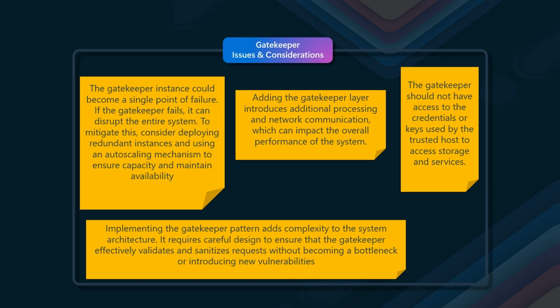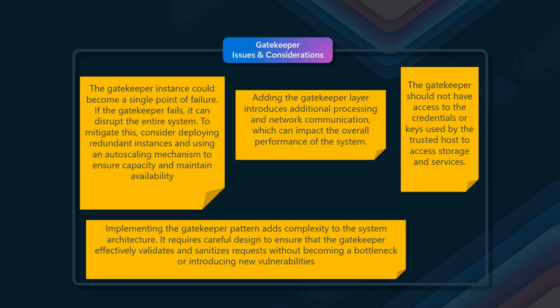The gatekeeper pattern is a design pattern used to protect applications and services by acting as an intermediary that validates and sanitizes requests before passing them to the trusted host. Here are some of the key issues and considerations when implementing this pattern.